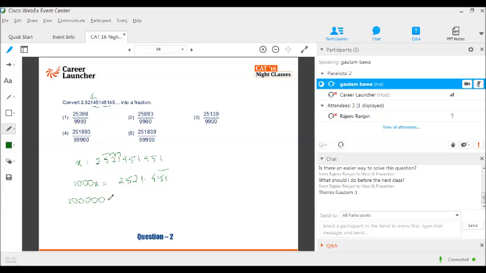Then I go another 3 places, so 10,000, 1 lakh, 10 lakh x is 2521451.451, which recurs. So what you get here is you have 10 lakh x and you have 1000x. If I subtract 1000x from 10 lakh x, what will that be? That will be 9,99,000 x.